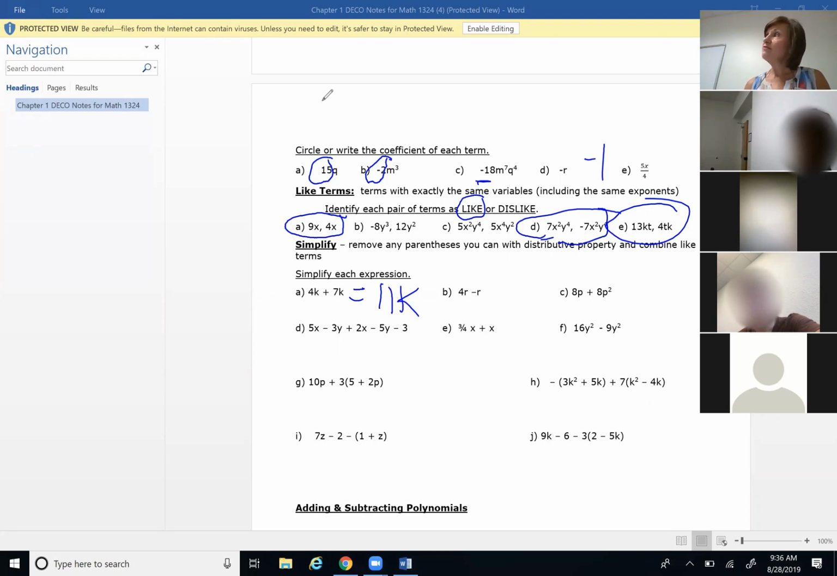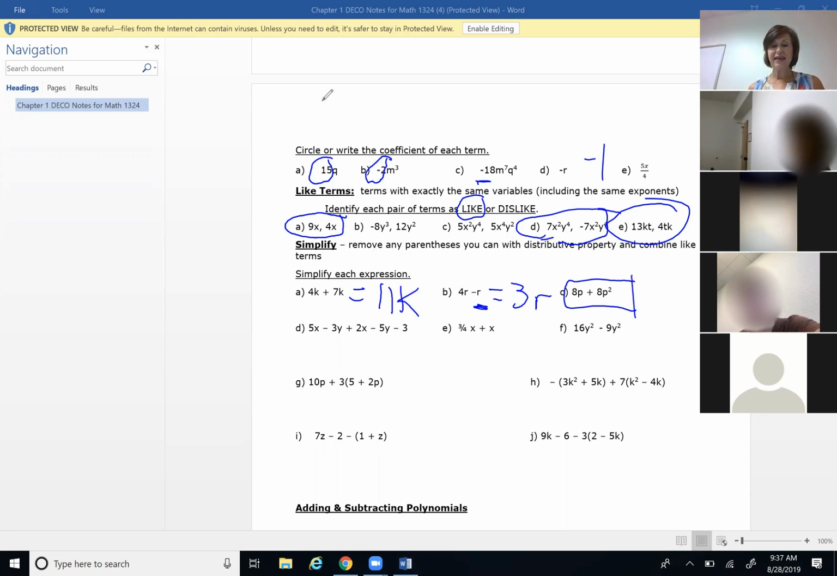Now, what about 4r minus r? Are those like? And that's going to be 3r because what's that coefficient in front of this r? 1. We don't see it. It's actually minus 1. So 4 plus a negative 1 gives me 3. What about on C? 8p plus 8p squared. They're not like, are they? I can't do anything with it. That's as simple as it gets.